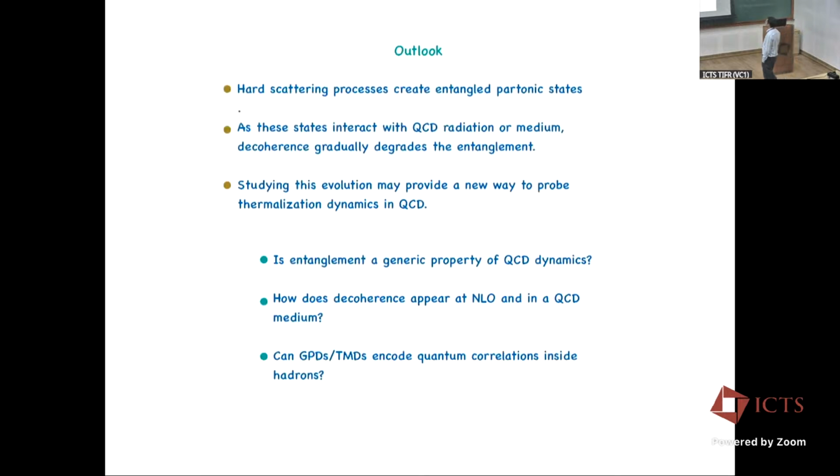So this is my final outlook. The hard scattering process creates an entangled partonic state. Those can interact with the medium, and the entanglement can degrade. Studying this evolution may give a new way of looking at the problem of thermalization. There are some questions, like how decoherence appears at NLO, how GPDs are connected to quantum correlations, and whether this entanglement is a generic property of QCD dynamics or not. Probably these things would be settled in the next couple of years. So that was all. Thank you.